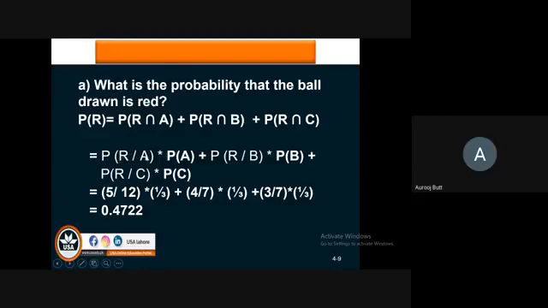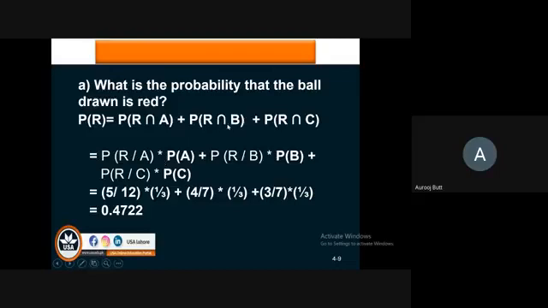And what was the additional information? The additional information was that it came from box A. And whatever is given under this condition, the same thing will come along as a multiple with it. That means probability of box A plus probability R intersection B.